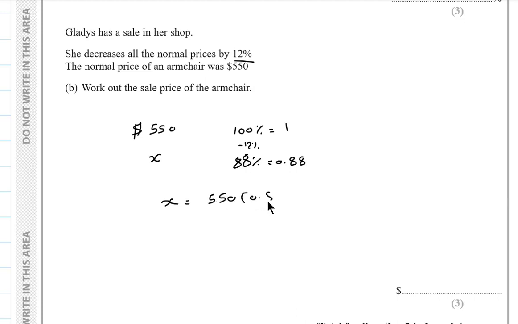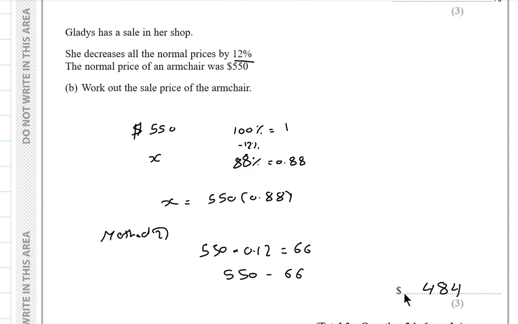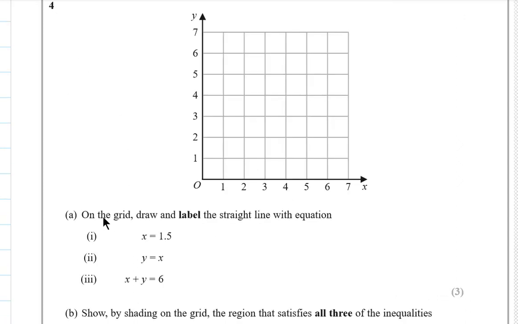So x can be calculated by multiplying 550 times 0.88. Okay. Another method, method 2: we can find the 12% of 550, and it can be calculated mentally because 10% is 55 and 1% is 5.5, so 2% is 11, and 55 plus 11 is 66. So 550 times 0.12 will be $66, and then 550 minus 66, the answer will be $484.